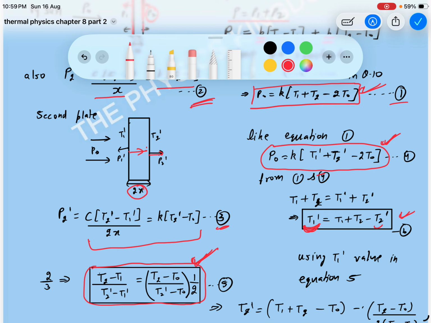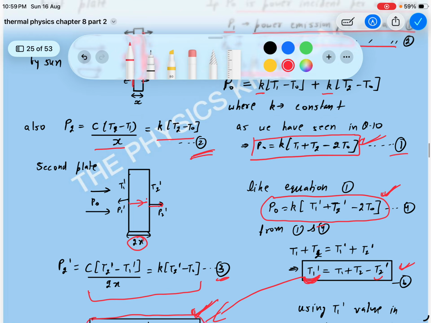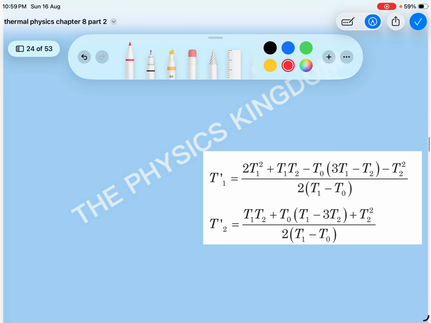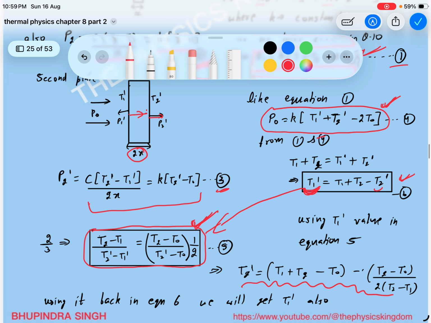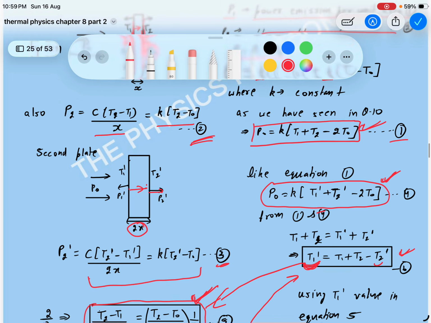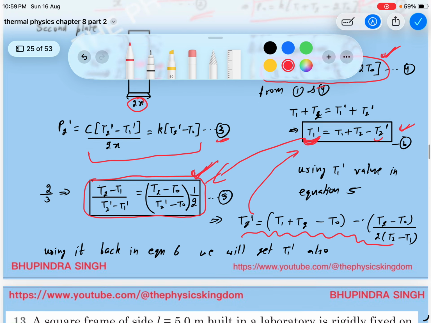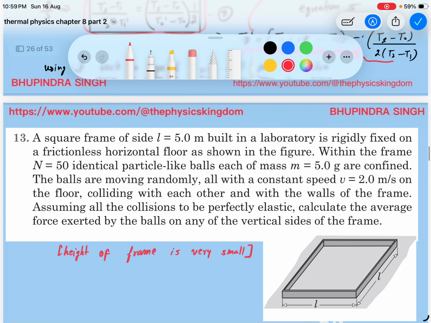So from here the T1 dash value I am substituting here, right? So what I am getting is T2 dash. On rearranging it, my answer is matching with the given answer. Similarly, this T2 dash value, whatever I am getting, if I use it here in equation 6, I am getting back this T1 dash value, which is matching with the answer, right? So if you see, this is an easy question, only looking difficult. Okay. Now question number 13, a very interesting question.